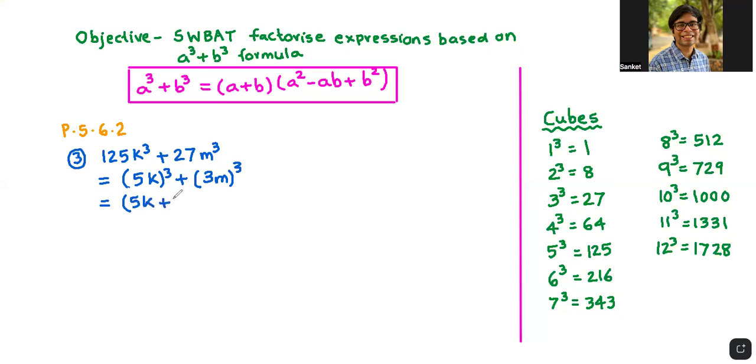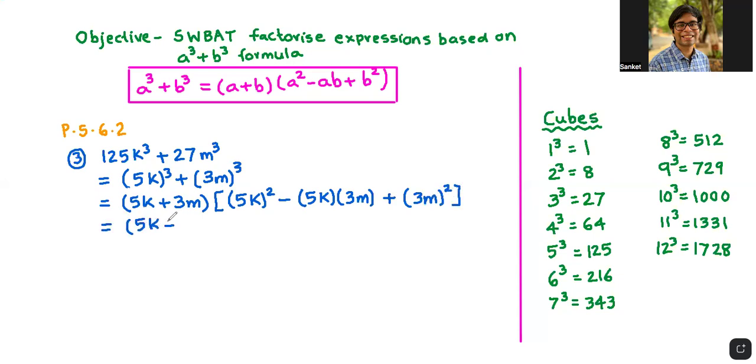Now I can just use the formula (a plus b)(a square minus ab plus b square). So I get (5k plus 3m) bracket 25k square minus 15km plus 9m square. Let's go to the next problem.